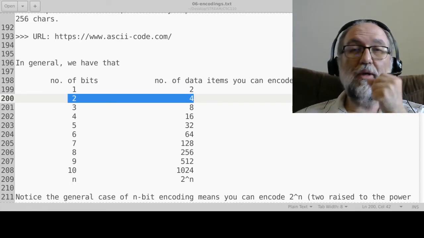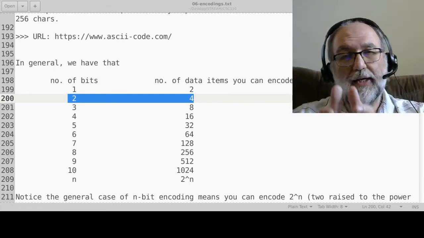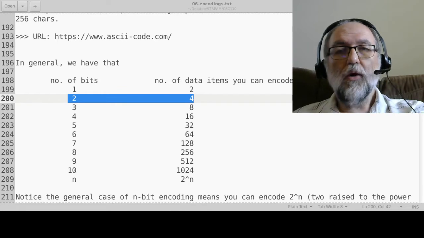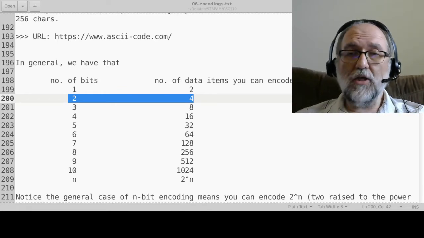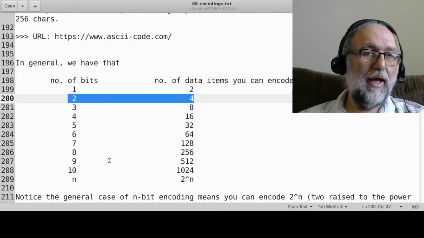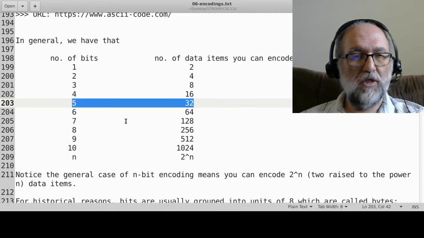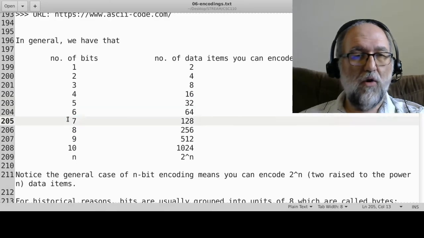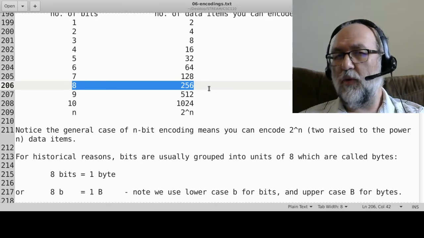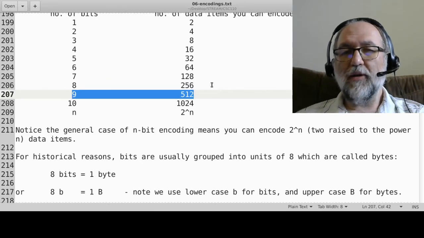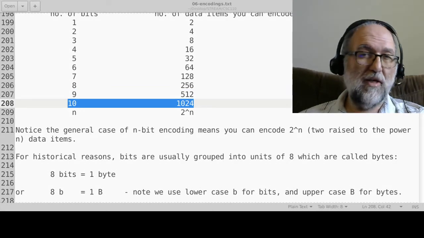Your second nucleotide would need another 2 bits. Your third nucleotide would need another 2 bits. Each nucleotide in your DNA sequence would require 2 bits. So that would be called a 2-bit encoding. So DNA is a 2-bit encoding. With 3 bits, we saw that it was 8. With 4, it's 16. With 5, you can do 32. With 6, 64. With 7 bits, you can do 128. With 8 bits, you're at 256. This is your extended ASCII code. With 9 bits, it's 512. And with 10 bits, you're up at 1024.